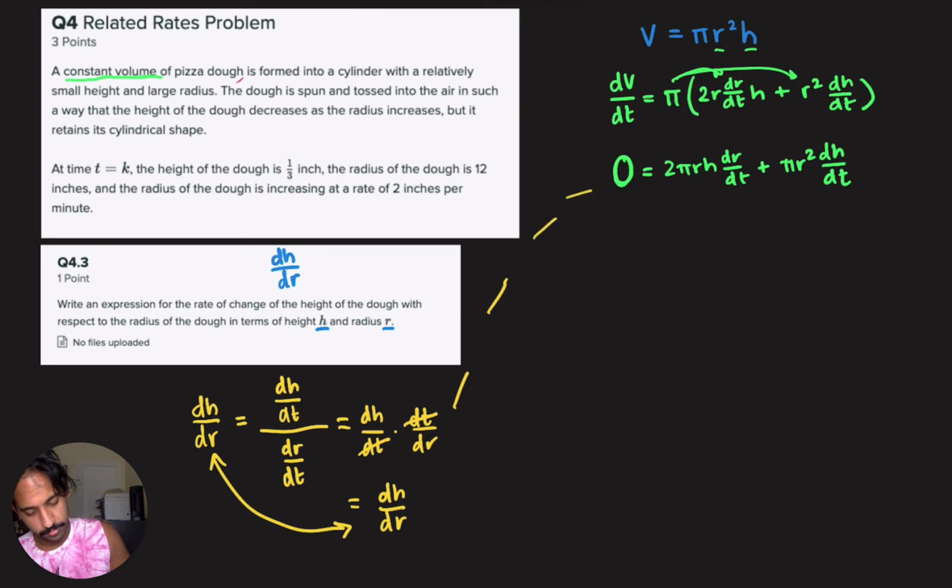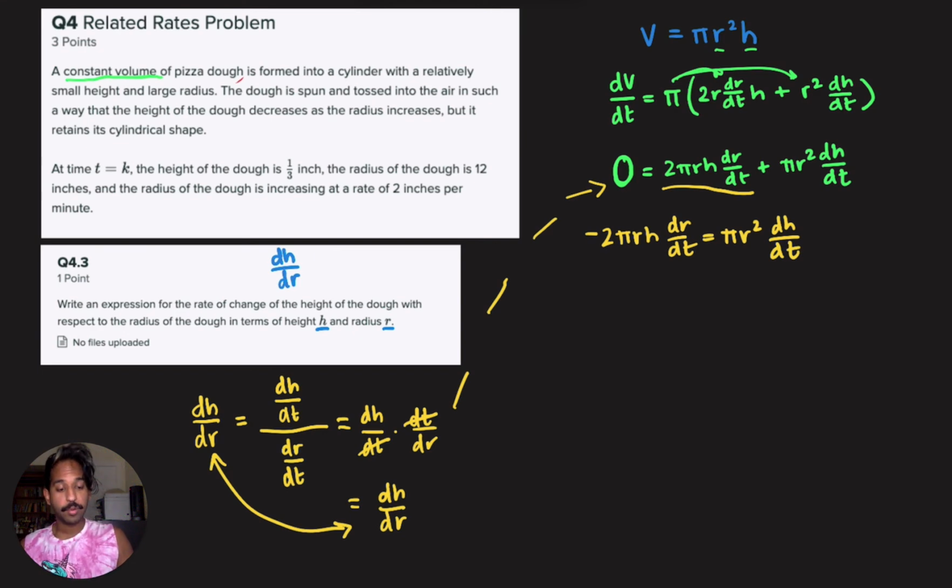With that thinking in mind, let's do some manipulation of this so we can divide dh/dt by dr/dt. So let's bring this back over here. We're holding that idea in our head. In order to do that, I am going to move this 2 pi r h dr/dt to the left side. And to do that, I'm going to have to subtract it. So we get negative 2 pi r h dr/dt equals pi r squared dh/dt. Now we want that dh/dt by itself first, and so I'm going to divide both sides by pi r squared.